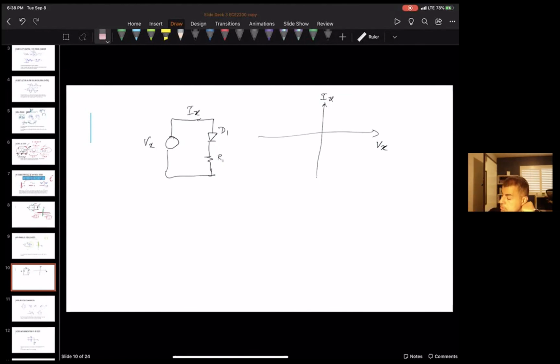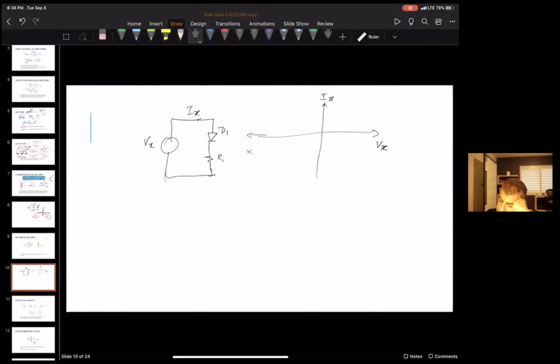Okay, so let's look at this. When V sub X, let's start at the negative. Let's say V sub X is very negative. This is something you will see over and over again when we analyze these kinds of circuits. So it's like out here somewhere. What does this look like?